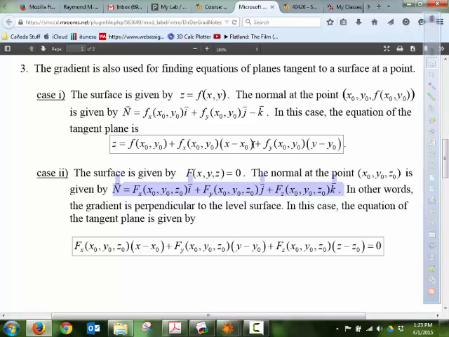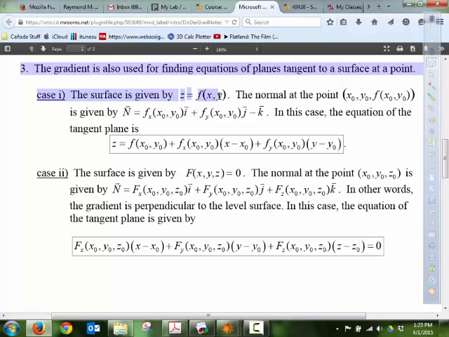Okay? Now, if you have z is equal to f of x, y kind of surface, your normal vector, your perpendicular vector, is the gradient. But wait, the gradient only has two components. So if you want to look for a third component, it's going to be -1. Okay? So that -1 comes from this relationship, z is equal to f of x, y.